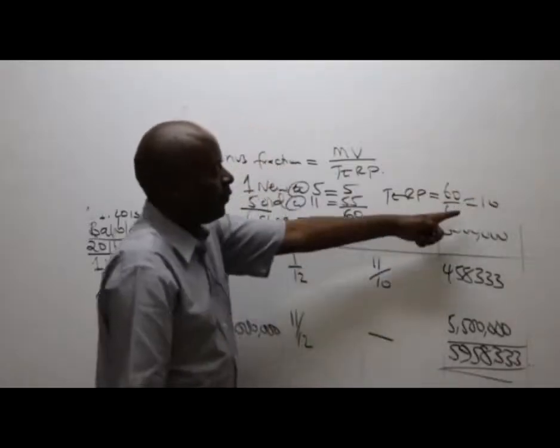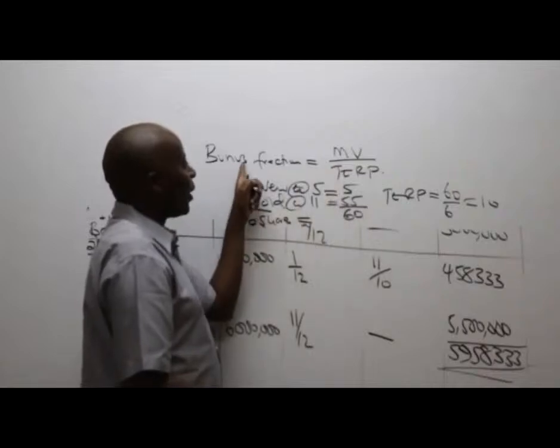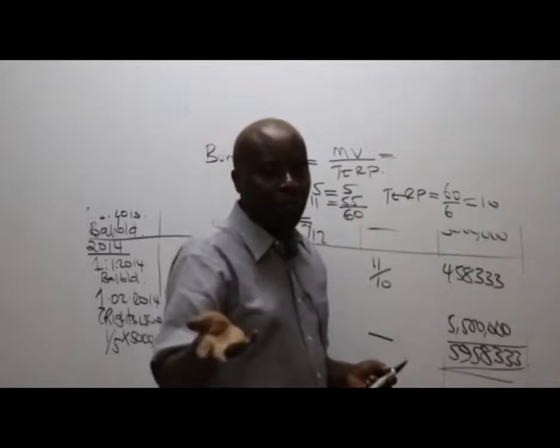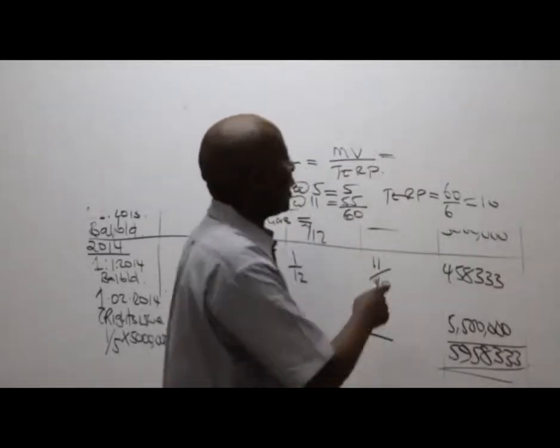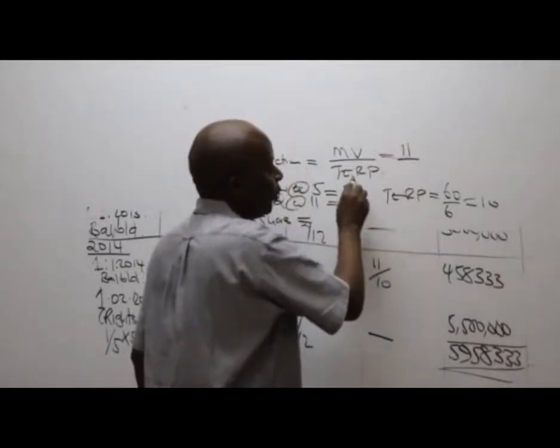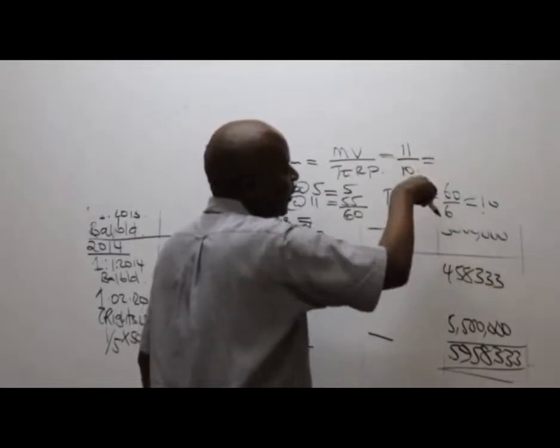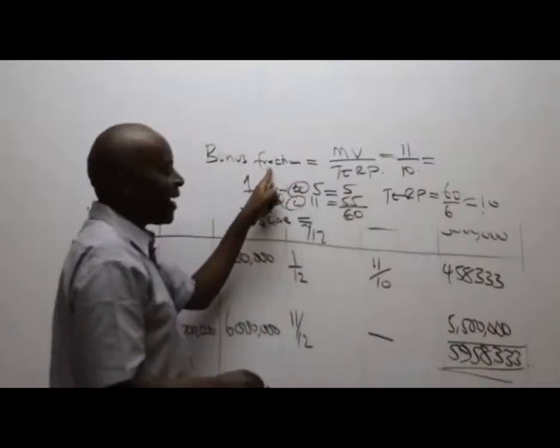And then I'll come and fit this into the formula. The bonus fraction here will be equal to the market value of the old shares. Market value of the old shares is 11 all over the theoretical ex-rights price, which is 10. Don't tell me it's 1.1. We are calling it a fraction.